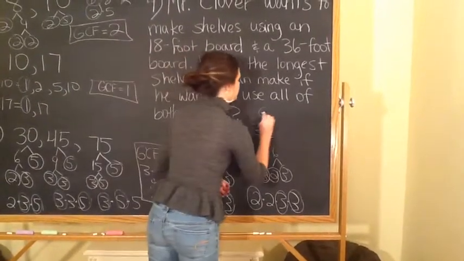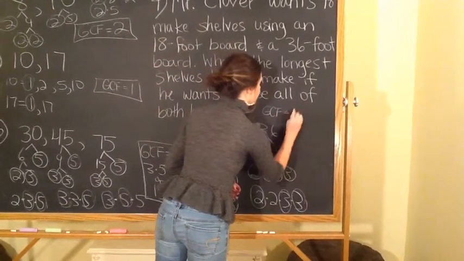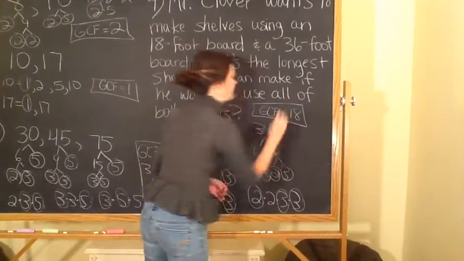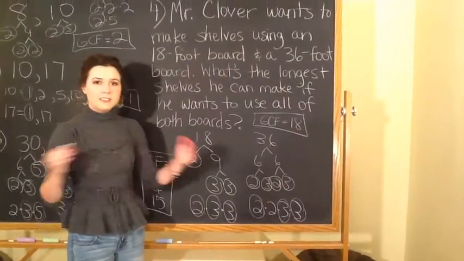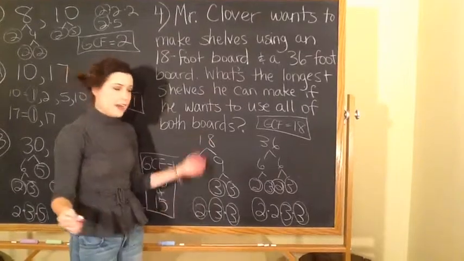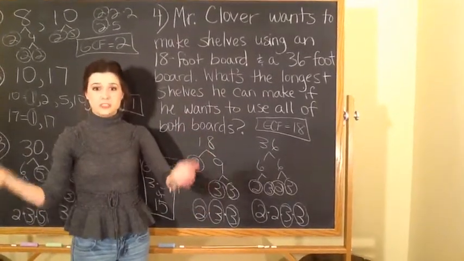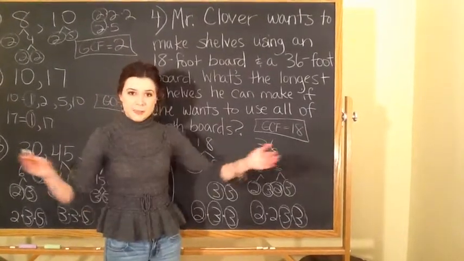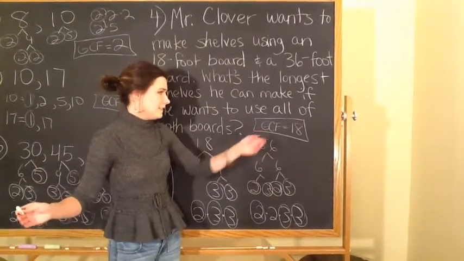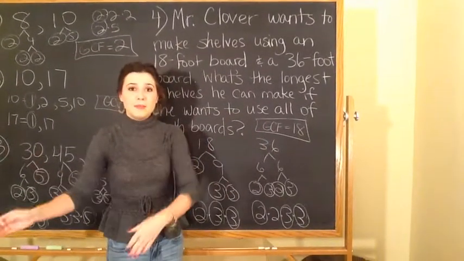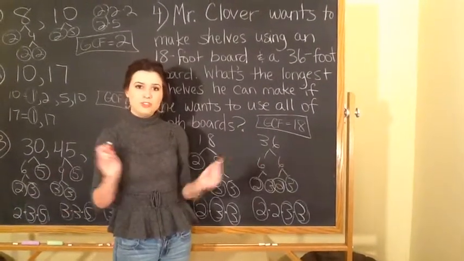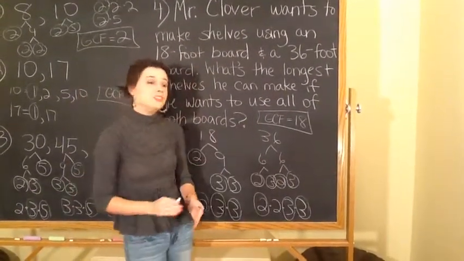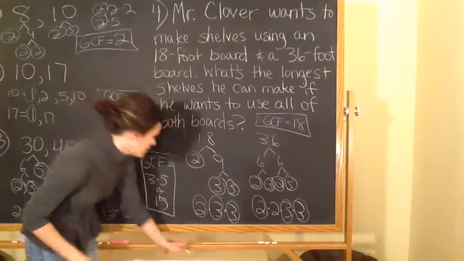So if our GCF is 18, that means basically that if you have an 18-foot board and your greatest common factor is 18, that whole board just gives you one shelf. And 36, if you're going to separate that into 18 feet, then that means you would cut it in half, so you would have 2 boards. So that means we'll have 3 shelves from our boards.